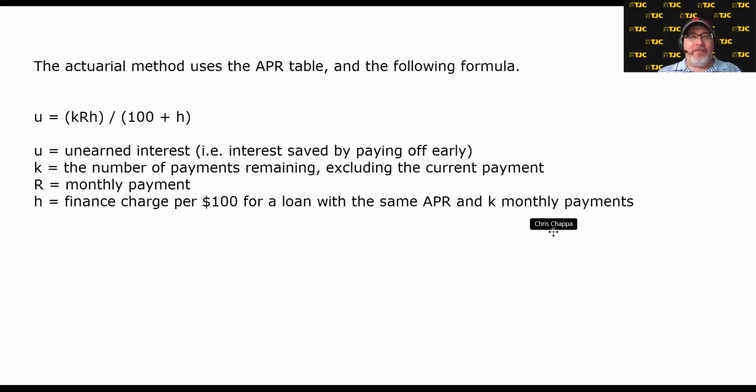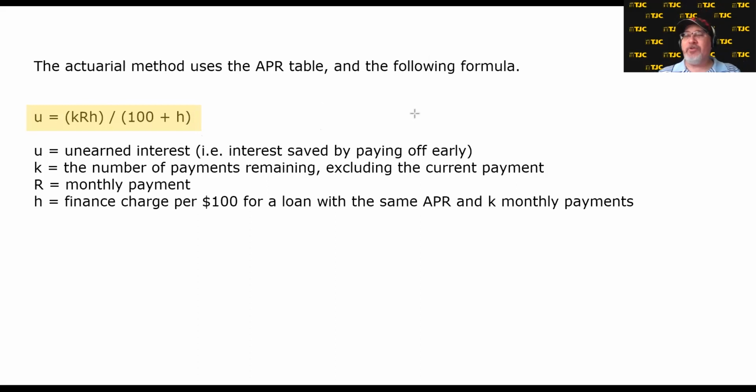The actuarial method uses the APR table and the following formula. The formula is U equals a fraction. On the top of it is K times R times H. On the bottom of it is 100 plus H. And notice that I already put parentheses around both sides of this fraction, since both sides of this fraction contain more than a single number.